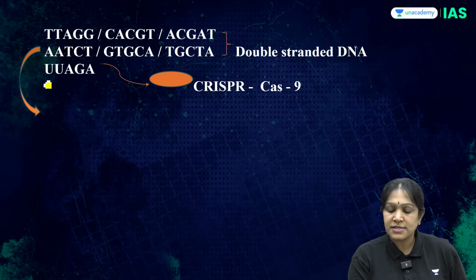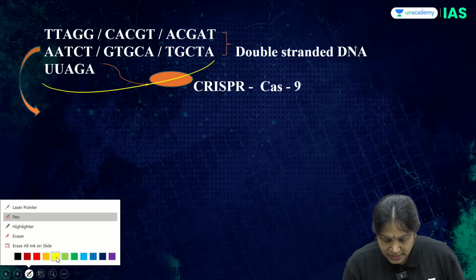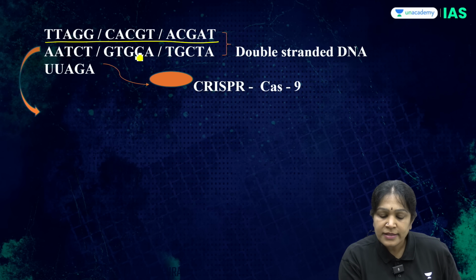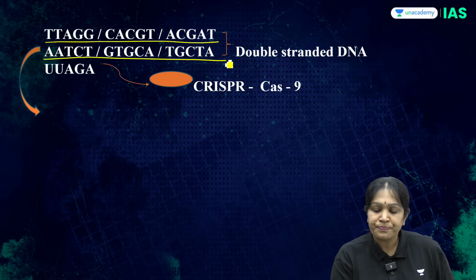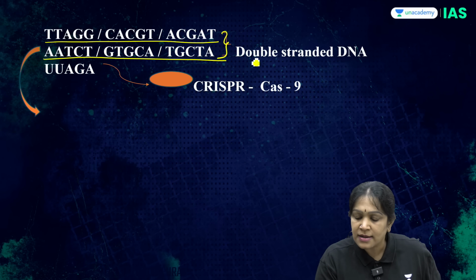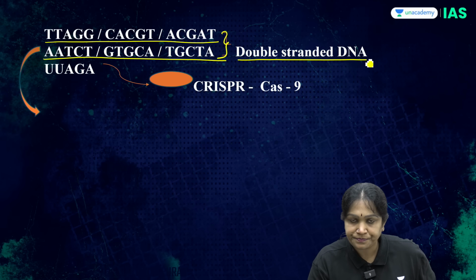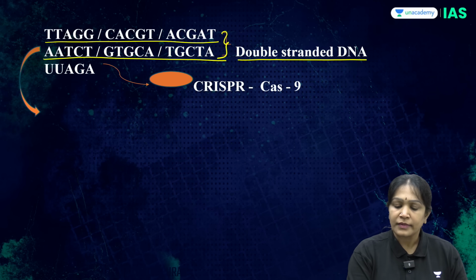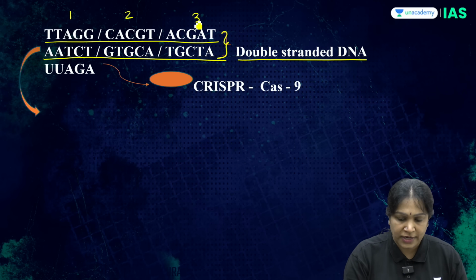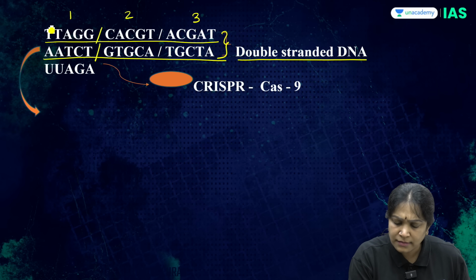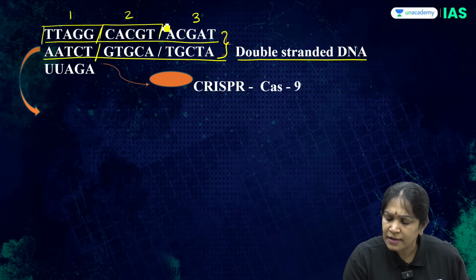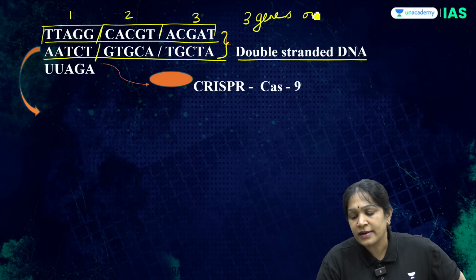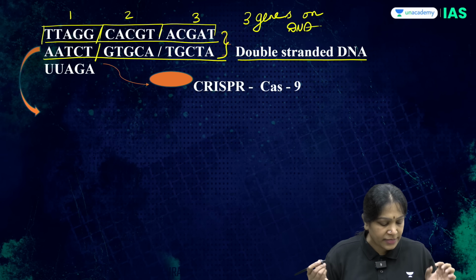Imagine this complete structure is the double-stranded DNA. This is one strand of the DNA. This is another strand of the DNA, and together this is a double-stranded DNA. We all know that genes are present on the DNA. Let us assume they are 1, 2, 3. This part, this part, this part. I have shown 3 genes on the DNA.